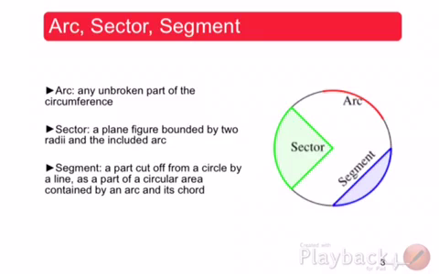Okay, the next thing that we have to look at is quick definitions. An arc is any unbroken part of the circumference, and remember that an arc is only a fraction or a part of the circumference. And the sector is a plane figure bounded by two radii and the included arc. So I've already said that, the two radii and then the included arc, so it's everything bounded by that. And a segment is the part that's cut off by the chord. Okay.